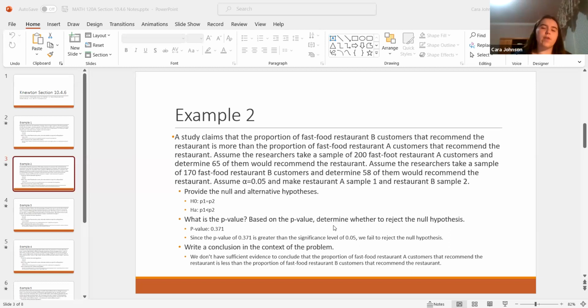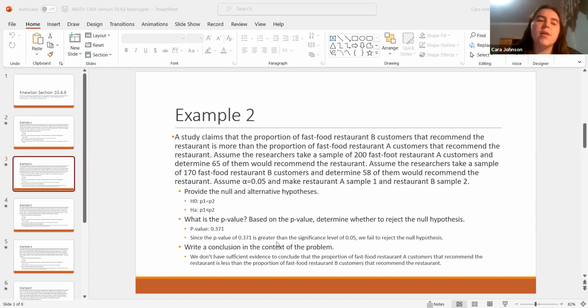So that p-value is greater than our significance level, so that means we're going to fail to reject. If we fail to reject, that means we don't have enough evidence to say the alternative is true. So we don't have sufficient evidence to conclude that the proportion of fast food restaurant A customers that recommend the restaurant is less than the proportion of fast food restaurant B customers that recommend the restaurant.